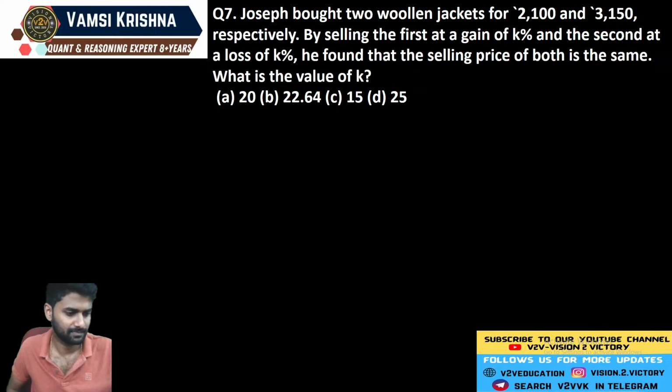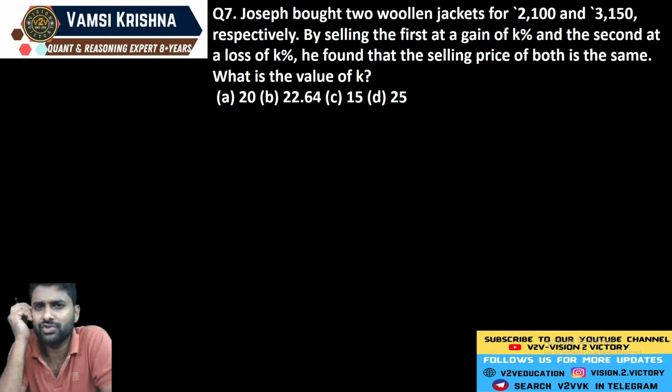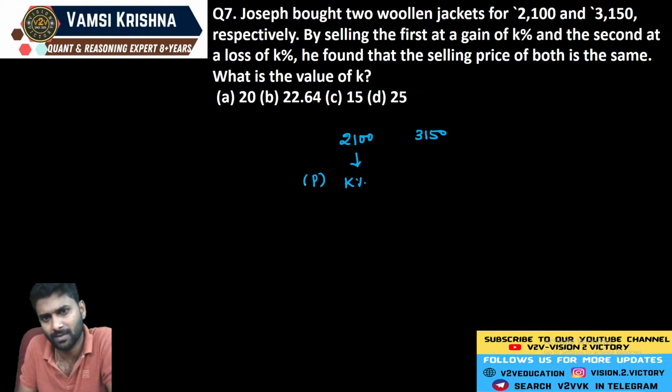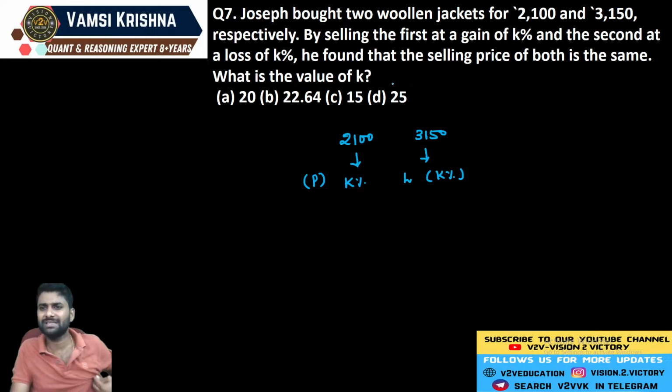Next. See the next question. Now Joseph bought two woolen jackets, one at a cost of 2,100, another one at a cost of 3,150. By selling the first, he gained K percentage profit, and the second one at a loss of K percentage. He found that the selling price of both is the same.